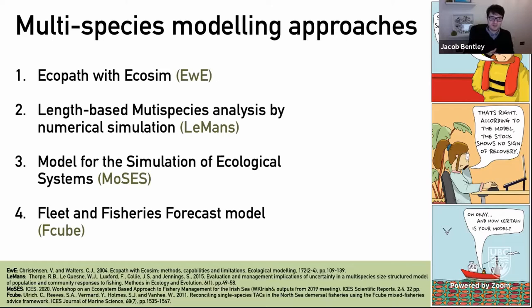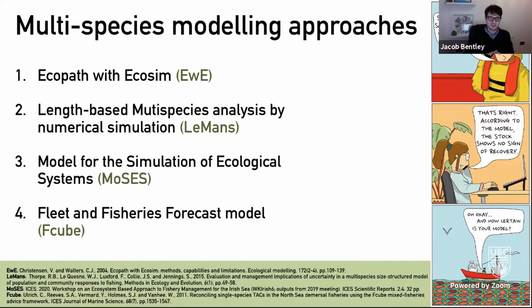And then Rob Thorpe from CEFAS was working on a length-based multi-species analysis, which was also kind of a food web model, but it focuses more on the fish component. It has a length-based attribute to it, which is really good to look at things like changes in size, maturity, the way the different gears interact with fish at different life stages, which is a component that Ecopath isn't as good at capturing. So having those two models together was pretty cool.